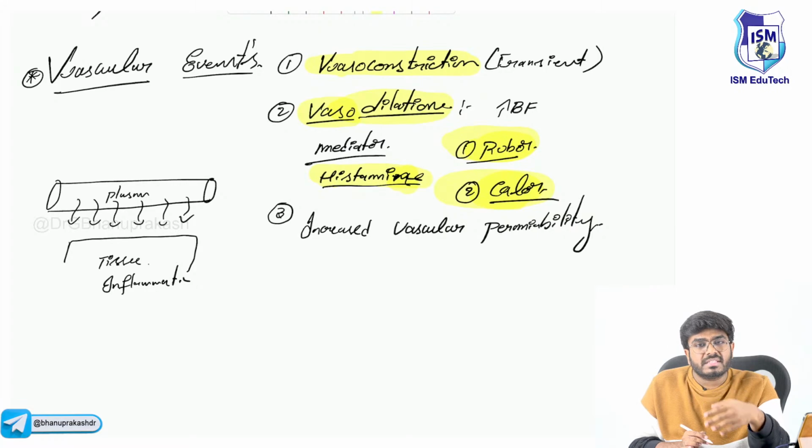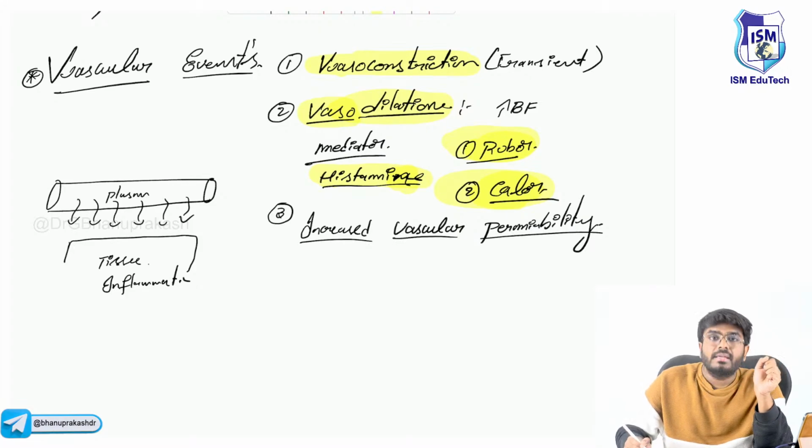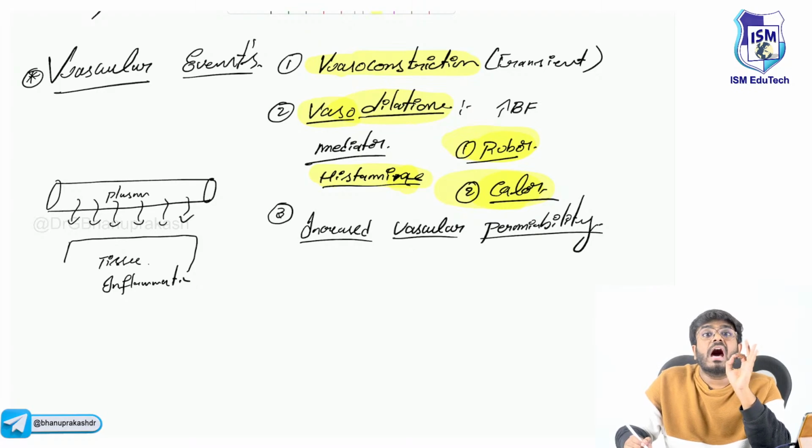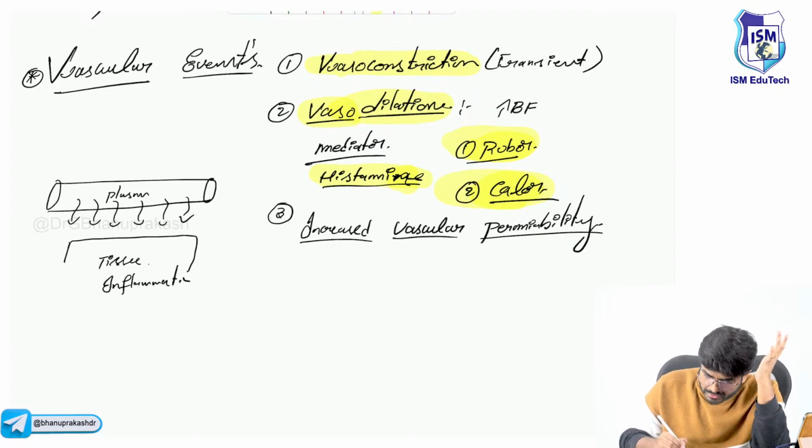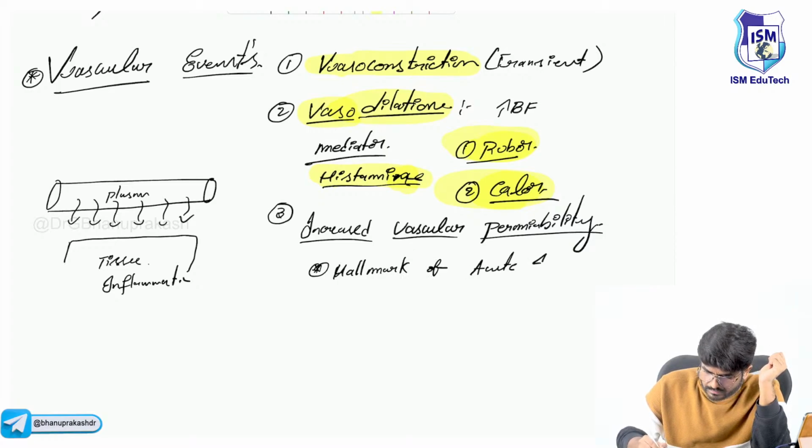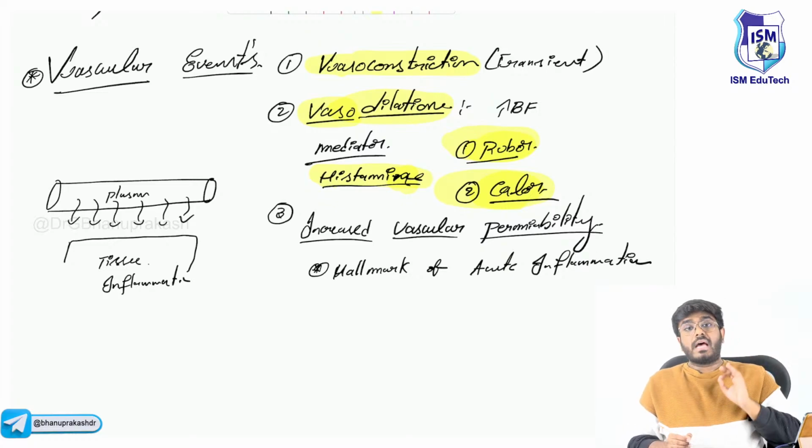That's something good. More plasma is coming, more complement proteins will come. This complement activation can actually kill the bacteria. If there is any bacteria in that inflamed area, it will be killed. So increased vascular permeability is the third vascular event. But the hallmark of acute inflammation is increased vascular permeability, right? MCQ: this increased vascular permeability is a hallmark of acute inflammation.